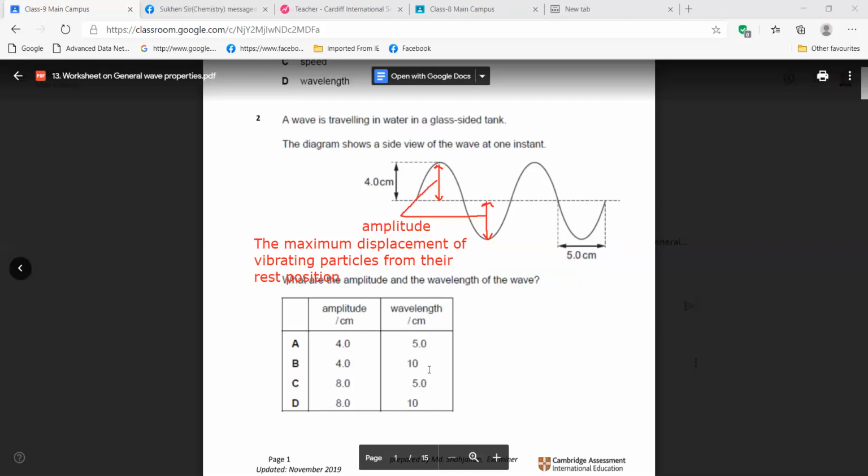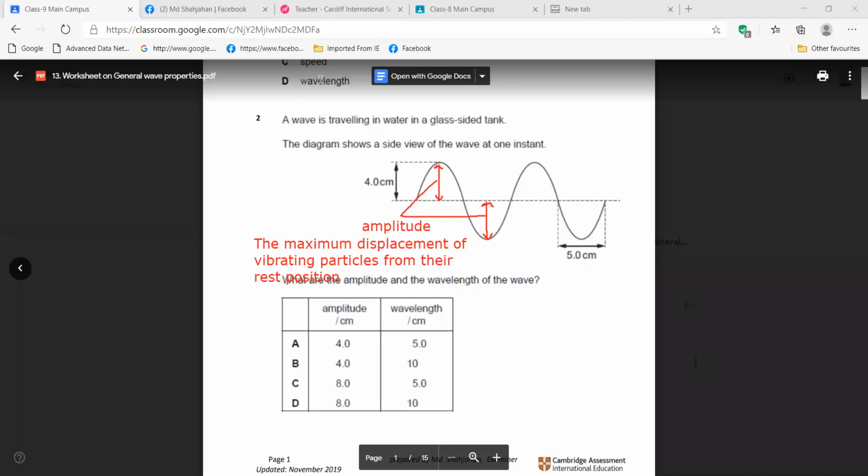For wavelength, we have three definitions. I think Kazi Zawad was present during the wavelength definition. Crest to crest, trough to trough, this distance is called wavelength. Also, from the start of the wave to the end of the complete wave. In this whole wave, we have two complete waves, right? One crest, one trough. Again, one crest, one trough.